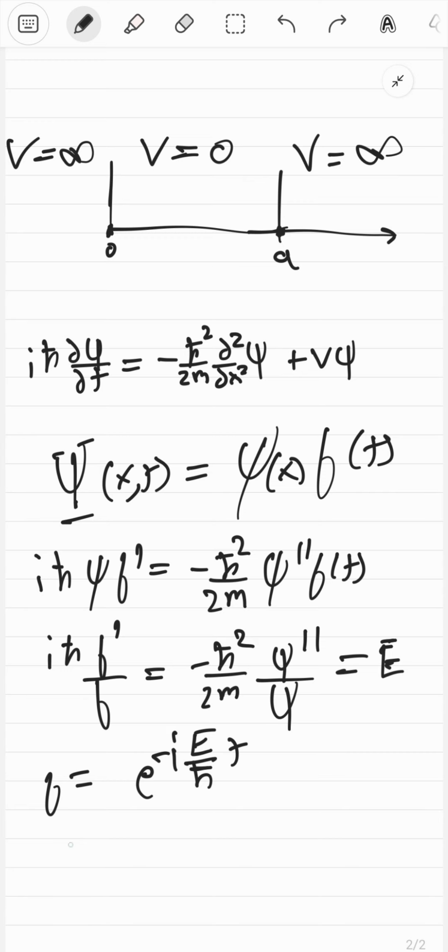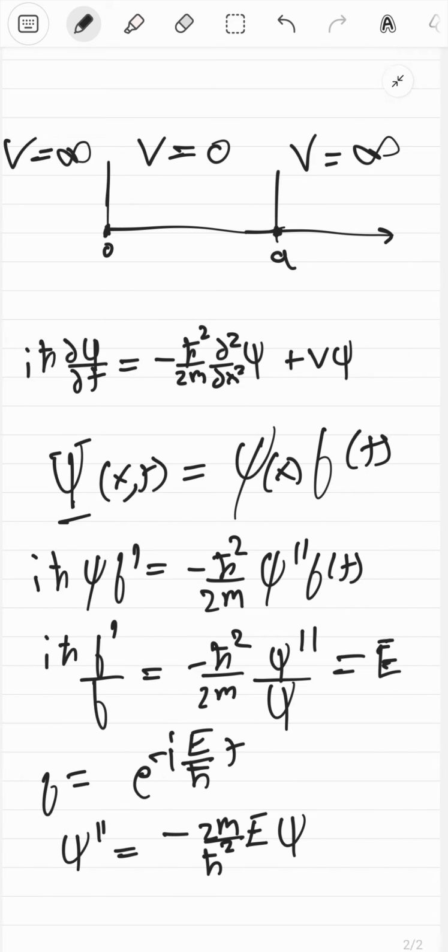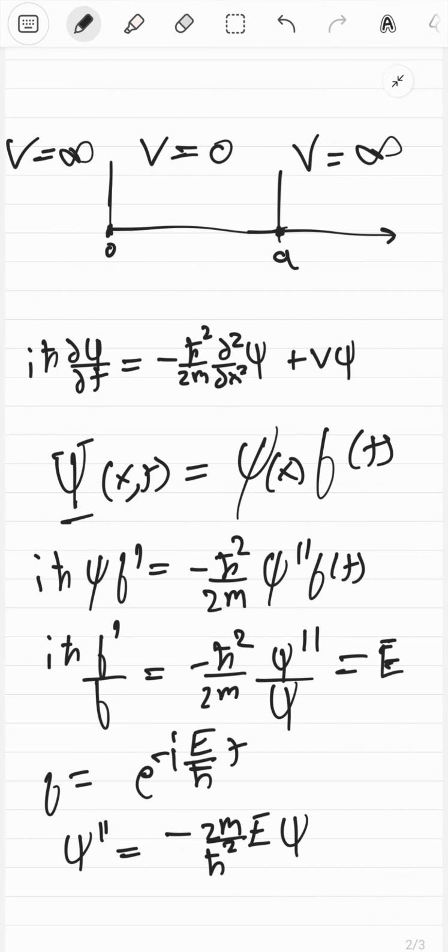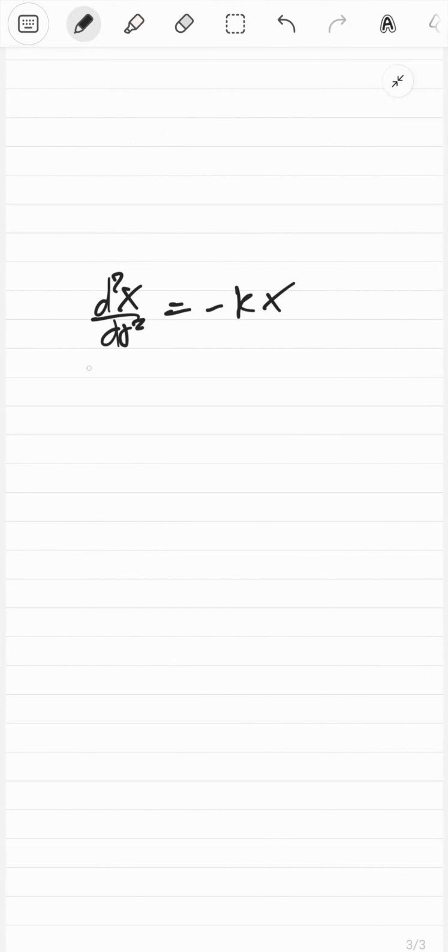So you just have psi double dash equal to minus 2m upon h bar squared times E psi. This is basically like SHM, right? You remember the very basic equation d squared x upon dt squared equals minus kx and all that stuff. It's just that. So what's the solution of this thing? Well, psi is equal to some sinusoidal function.